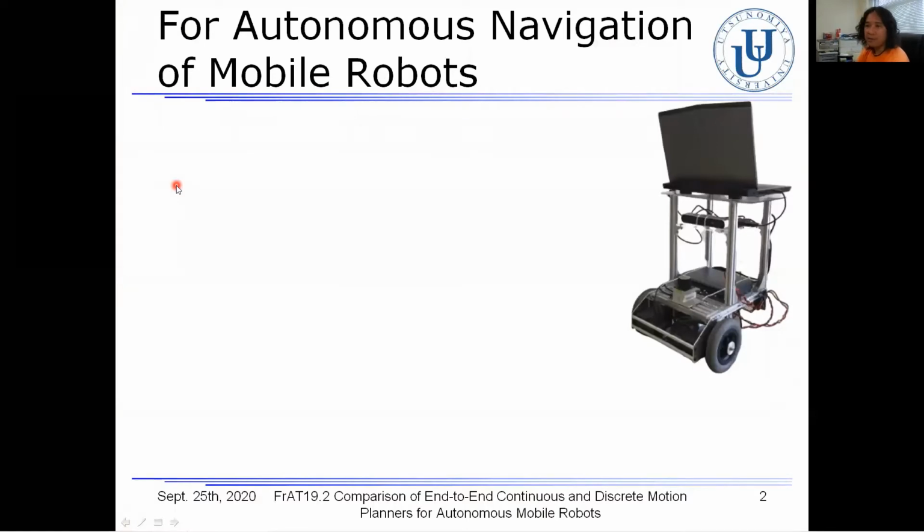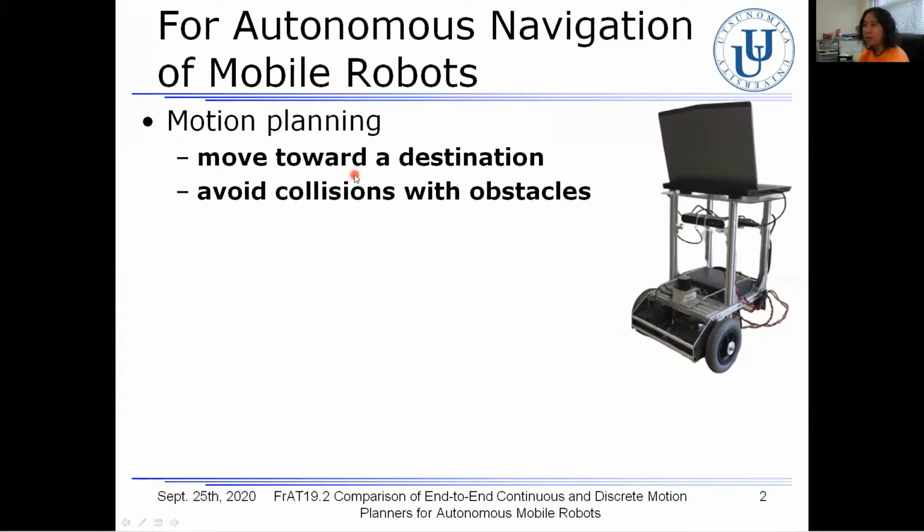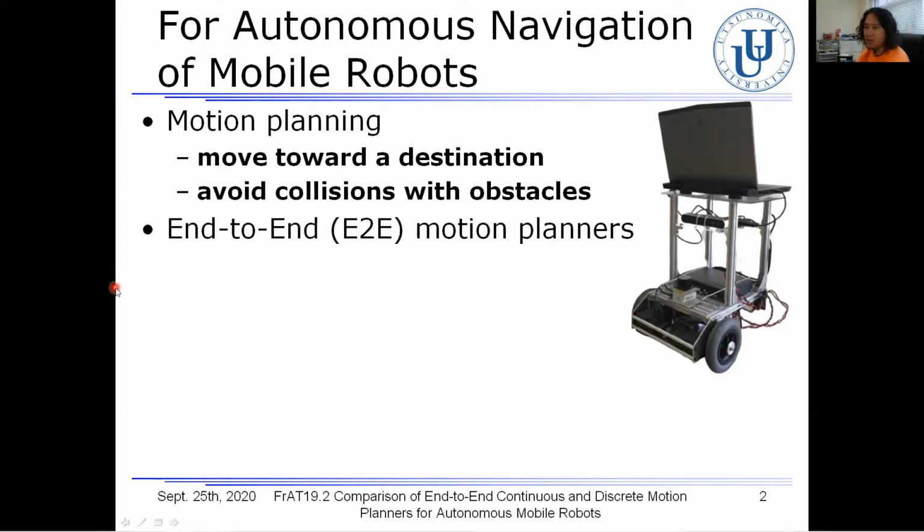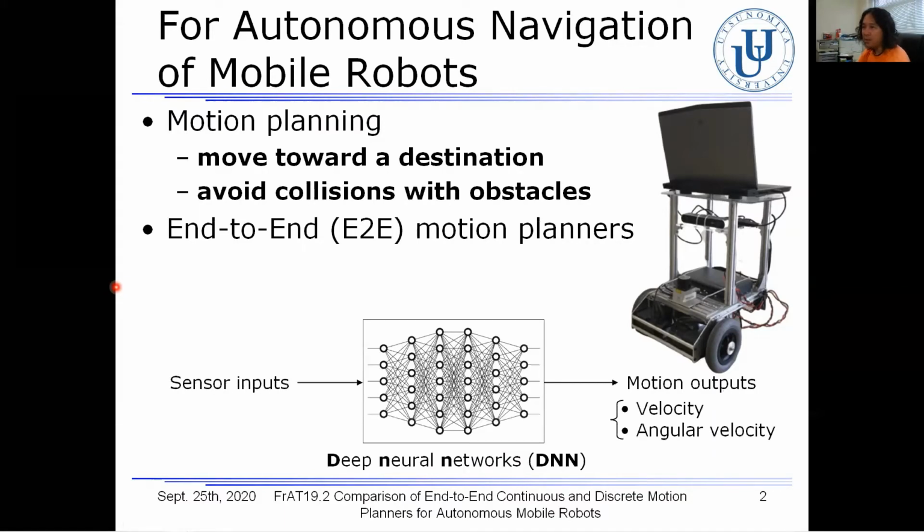All right, first off, for autonomous navigation of mobile robots, as shown in this picture, motion planning in order for the robot to move toward a destination while avoiding obstacles is an essential technique. So in recent years, motion planners based on a deep learning technique have been proposed. In the motion planners, deep neural networks are used to approximate a relationship between sensor inputs and motor outputs, such as velocity and angular velocity. So this is a so-called end-to-end or just E2E motion planner.